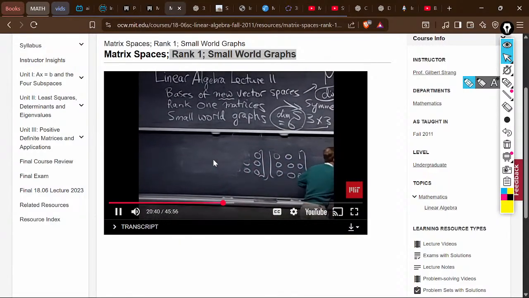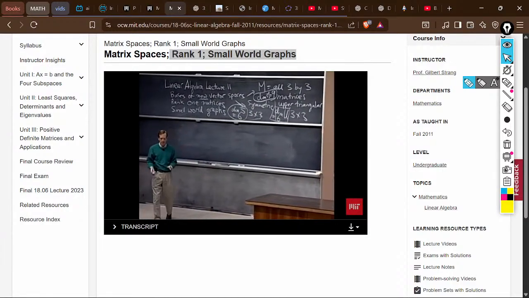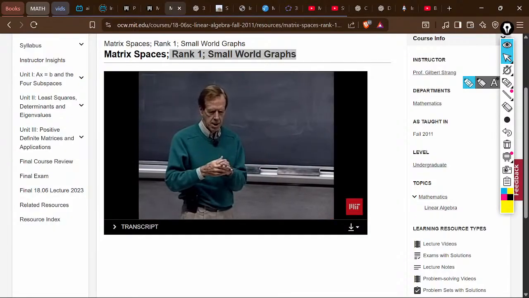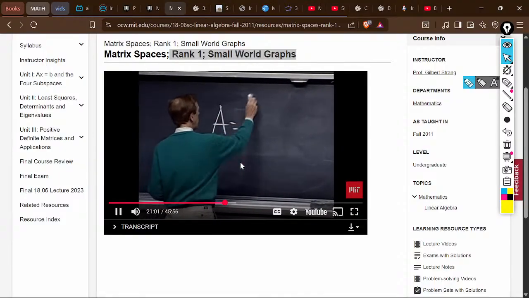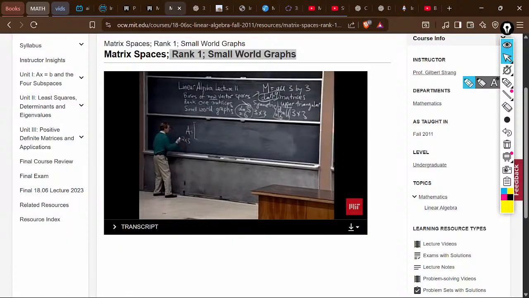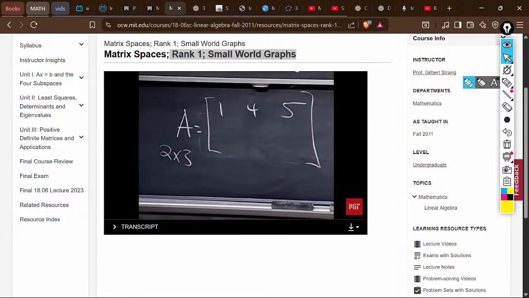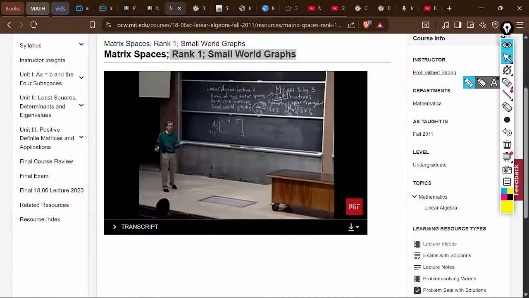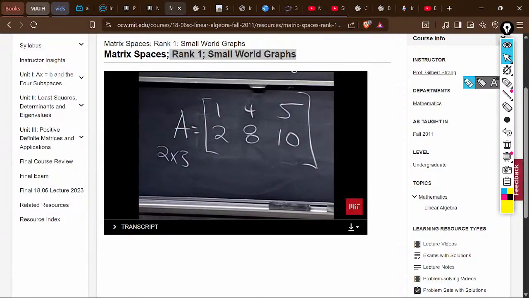The reason I'm interested in rank 1 matrices is that they ought to be simple. If the rank is only 1, the matrix can't get away from it. So for example, let me create a rank 1 matrix. Suppose it's 2 by 3, and let me give you the first row. What could the second row be for this matrix to have rank 1? A possible second row is 2, 8, 10. The second row is a multiple of the first row. It's not independent.